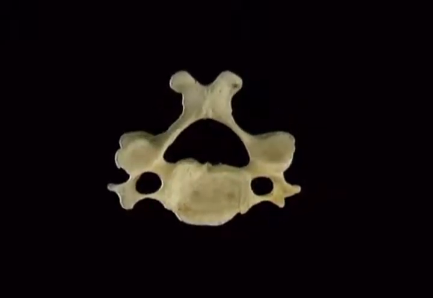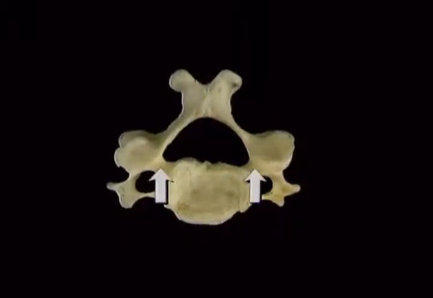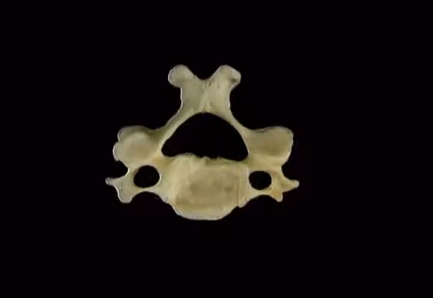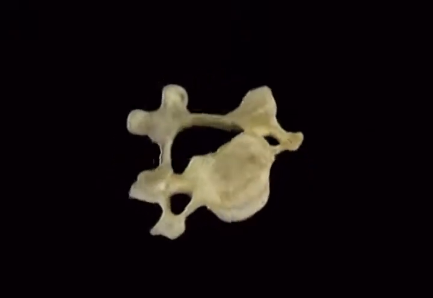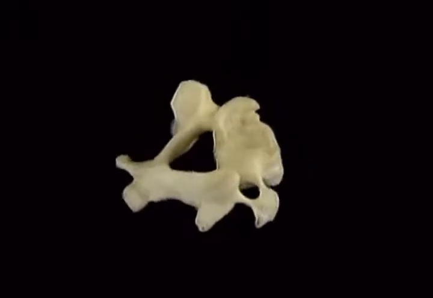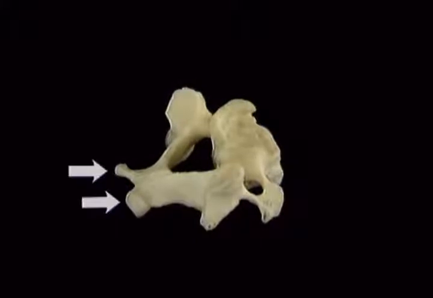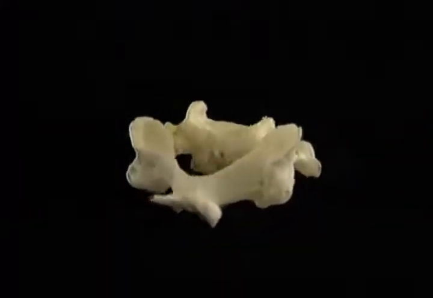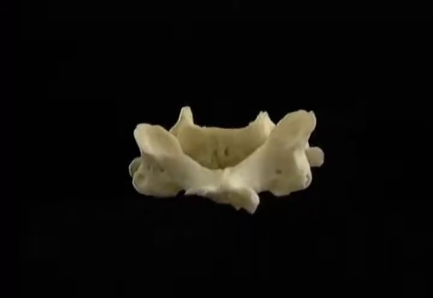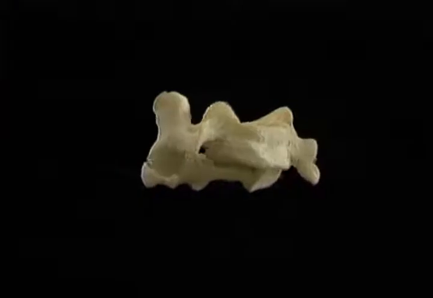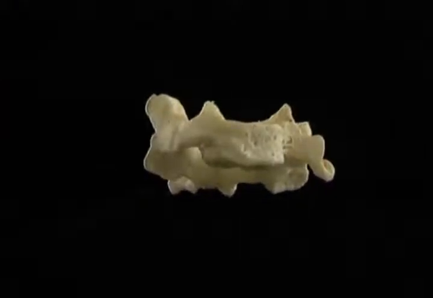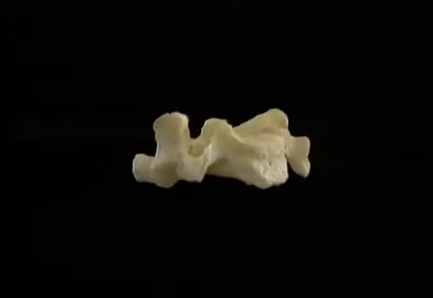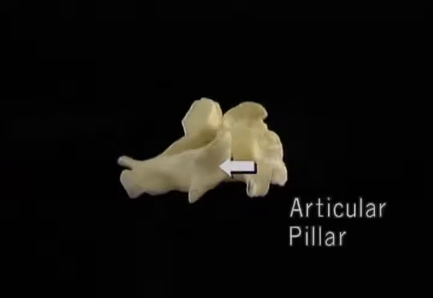The neural arch is formed mainly by the 2 straight laminae. The pedicles are very short. The spinous process is short and ends in a double point. The upper articular facets face upward and inward. The lower ones face downward and forward. The mass of bone between the articular facets is called the articular pillar.